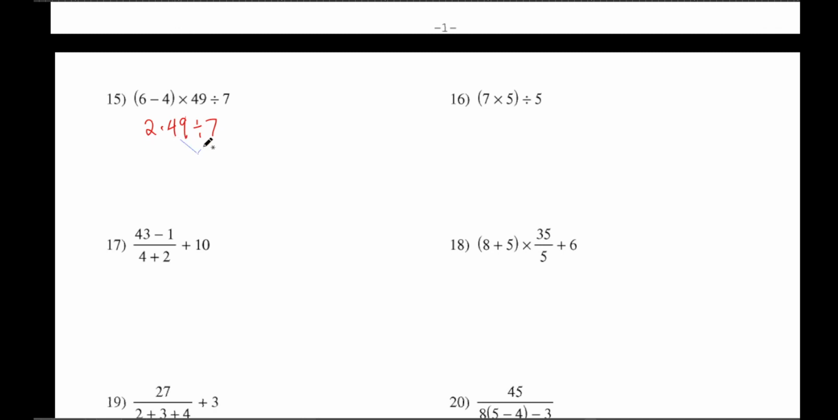You could go 49 divided by 7. All right, what is 49 divided by 7? It's 7, and then what? Times 2, and that is what? 14. So that's how I would do that one.